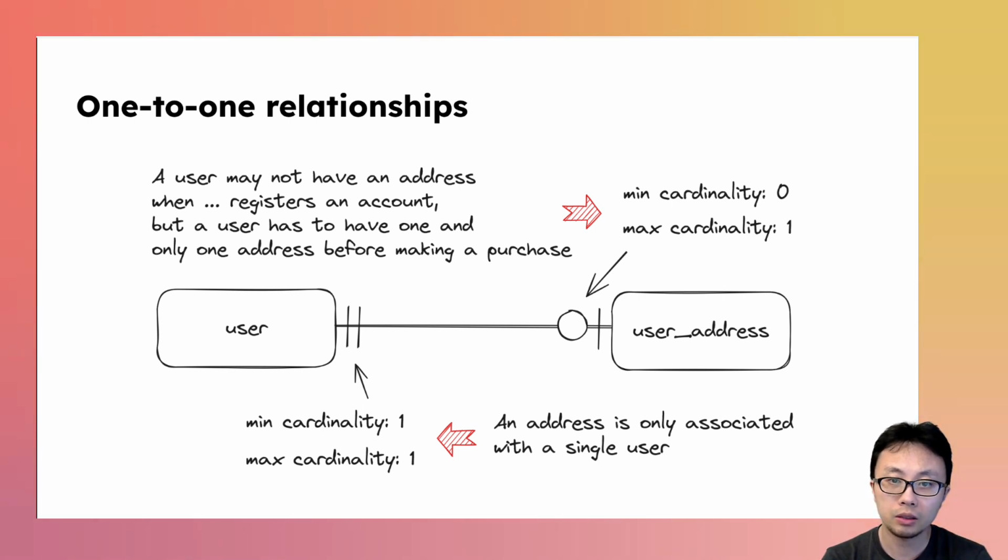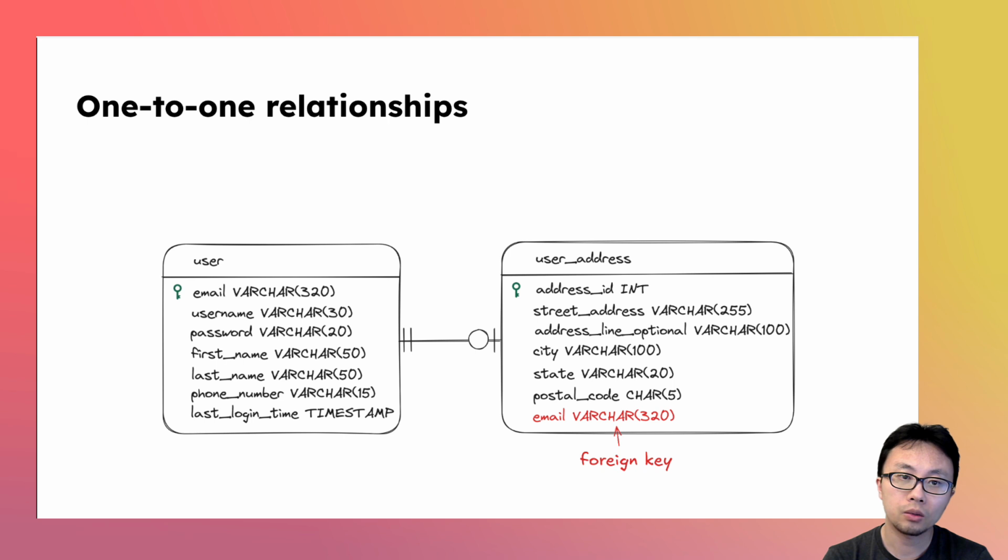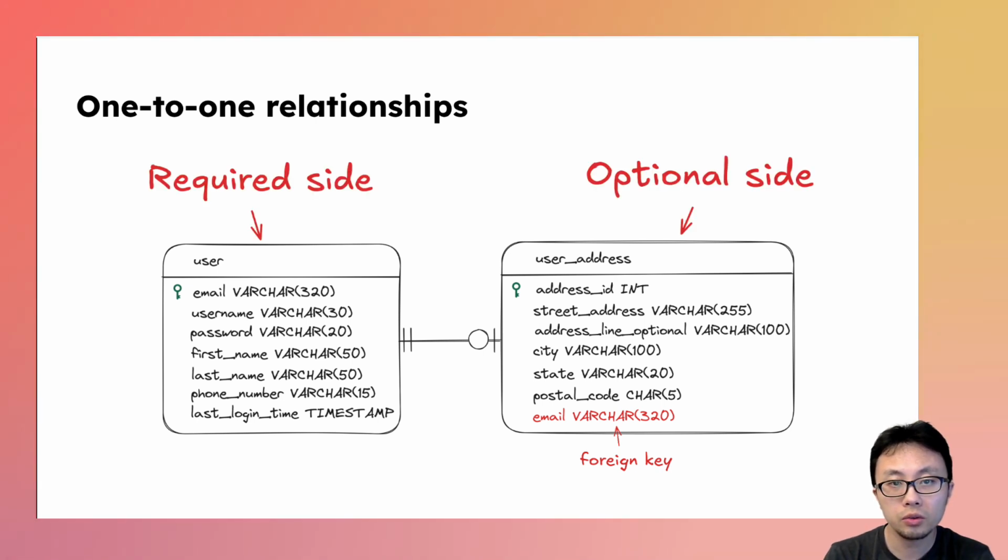As you do that, you also need to place a foreign key in one of the two entities. And that's the only way for the entities to know that they are in a relationship when they are implemented as tables. In a one-to-one relationship, the foreign key is placed in the entity that's close to where the zero min cardinality is. You may also see other sources call this entity the optional side, and the entity close to the min cardinality of 1 the required side.